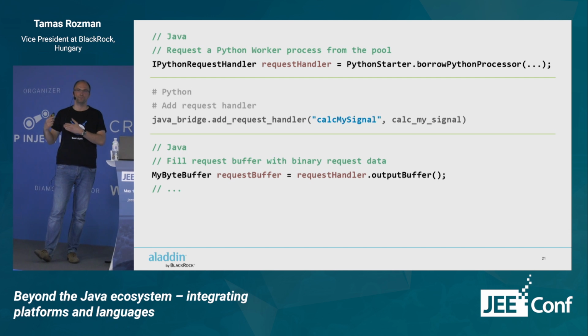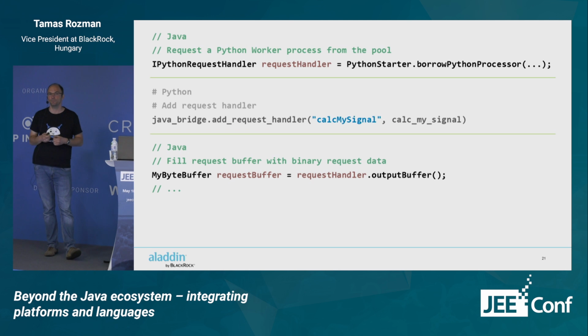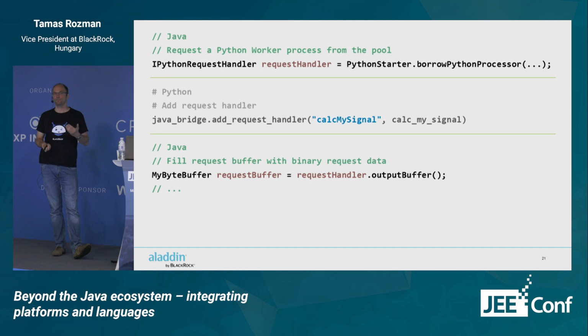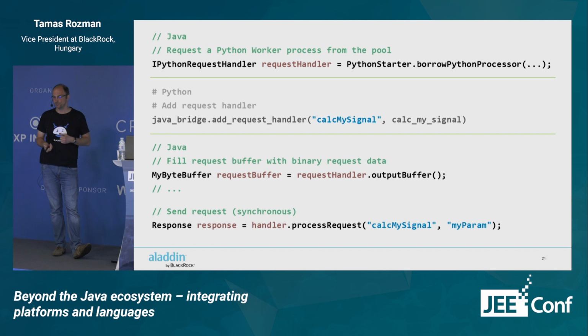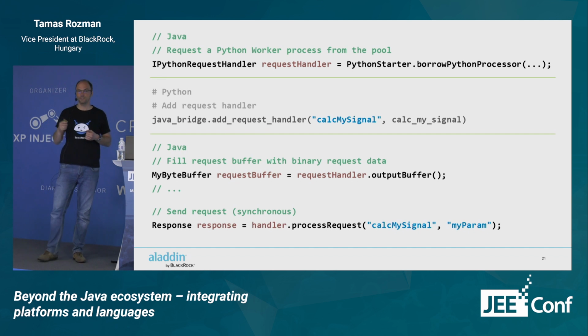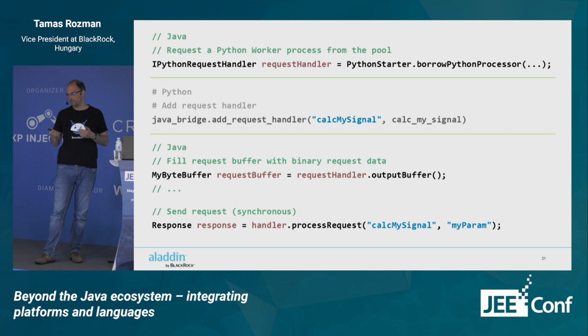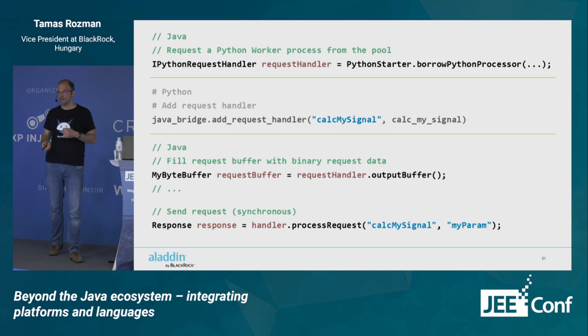It should obviously be the same as required by the Python side, but we will handle this in the second phase. So you have to know how to do the binary serialization here. You will send a request. You send that you want to do the calculateMySignal. You can add the text parameter if you want, and that's it.